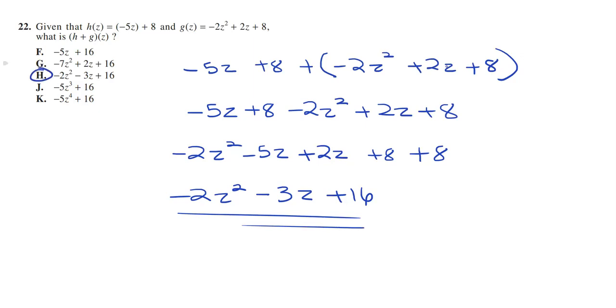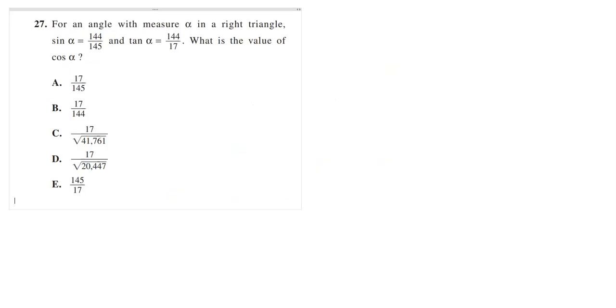That's going to be that. Next one, for an angle with a measure of alpha in a right triangle. So this one has some interesting things. It says sine alpha is that, tan alpha is that. What is the value of cosine alpha?